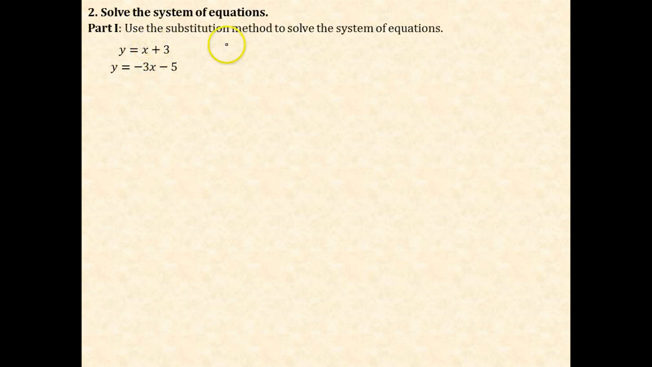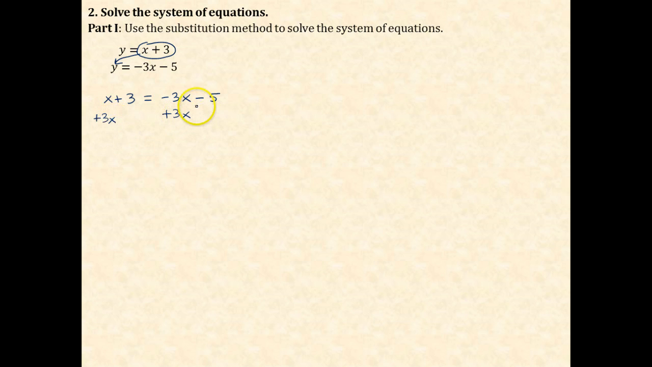All right, number 2. Use the substitution method to solve the system of equations. So the substitution method means we're going to take something that y equals and we're going to plug it in for y in the other equation. So I know that y equals x plus 3. So I'm going to take this x plus 3, I'm going to plug it in for y in that equation, so that I get x plus 3 equals negative 3x minus 5. And now I need to solve for x. I have x on both sides right now, so I'm going to get x all onto one side, and I'm going to do it by adding 3x to both sides.